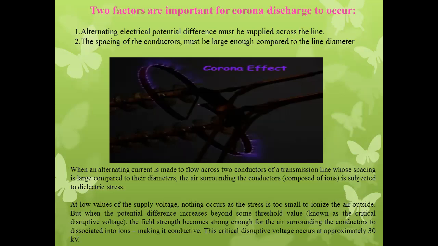When alternating current flows across two conductors of a transmission line whose spacing is large compared to their diameter, the air surrounding the conductors is subjected to a dielectric stress. I think this part is clear to all of you.